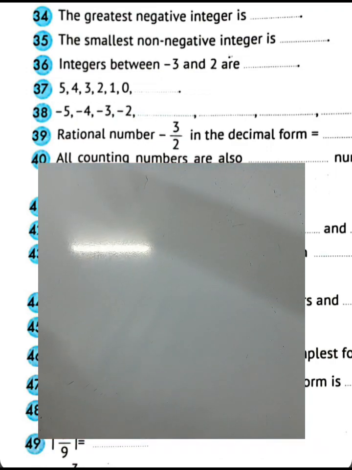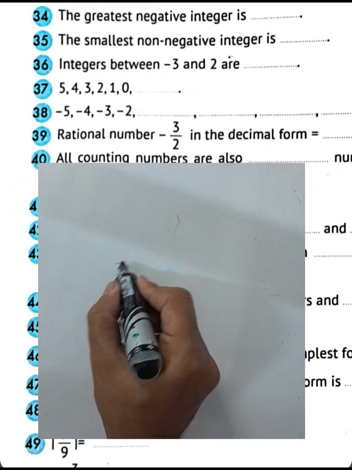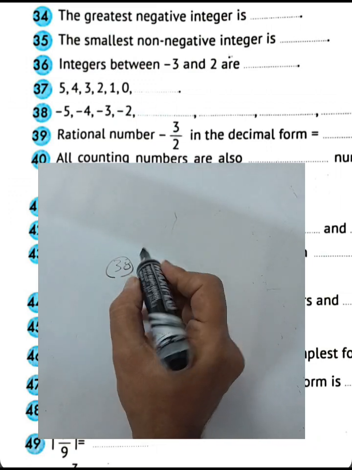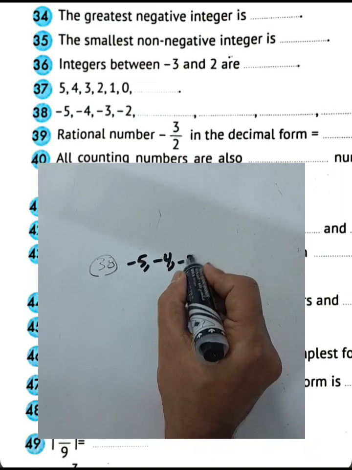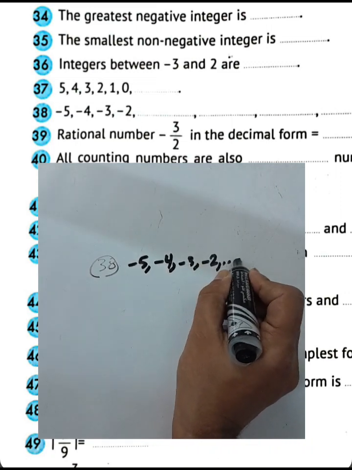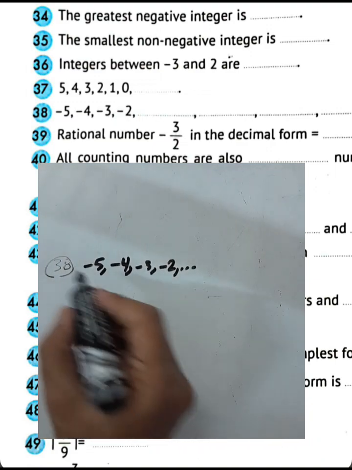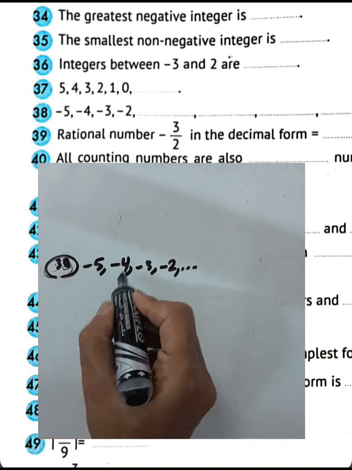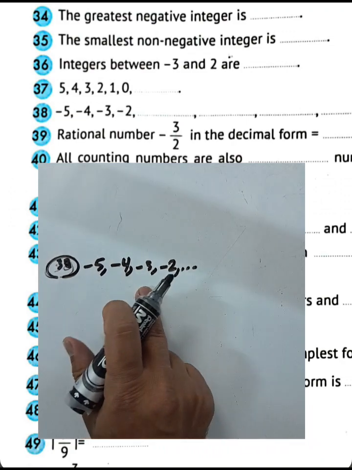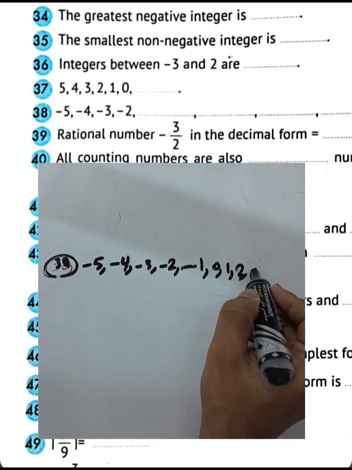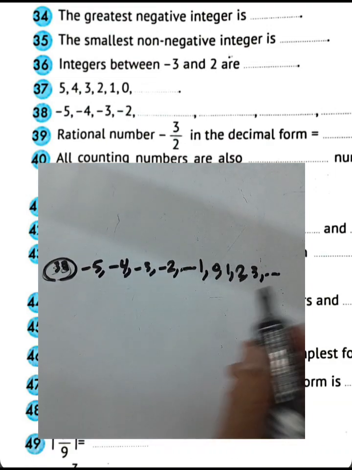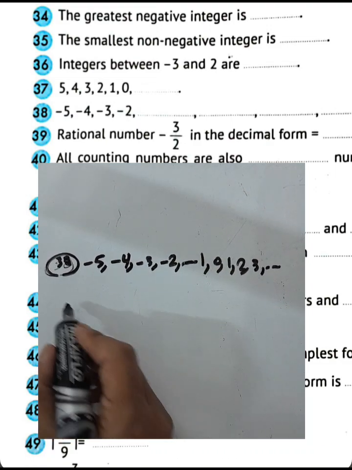And what about question 38 here? We have -5, -4, -3, -2, and so on. We can find the next number here by adding 1. -5, -4, -3, -2, -1, 0, 1, 2, 3, and so on to infinity. Okay, question 39.